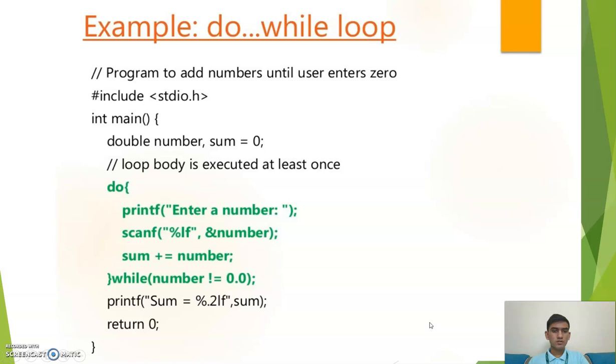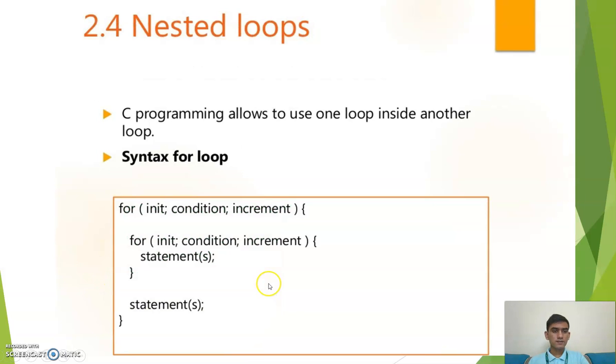For example, if we want to add numbers until the user enters 0, this is the program. In this, first do, print enter a number, scan it, sum plus equal to number, while the number is not equal to 0. So the condition is checked after the body.